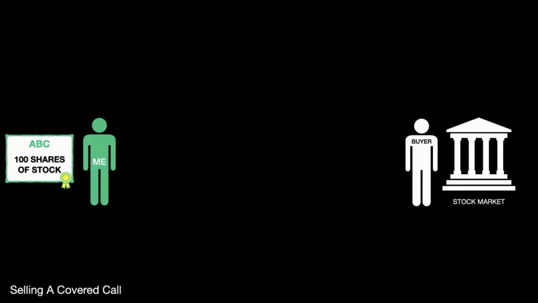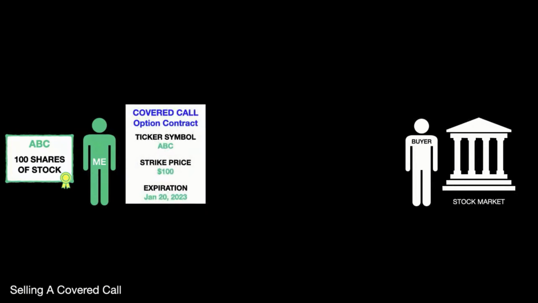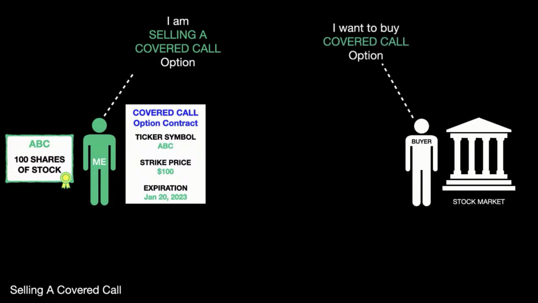And what I decided to do in this example was to sell a covered call option contract. So you can see the underlying stock, the ticker symbol ABC. I've got the strike price of $100 and an expiration date of January 20th of 2023. And so I've decided to sell a covered call option contract for the 100 shares that I own. And so I put that out on the market, letting everyone know that I'm deciding to sell a covered call option. And then at that point, the buyers in the market will take a look and they'll see me, and interested buyers will go ahead and say, hey, I want to buy that covered call option.